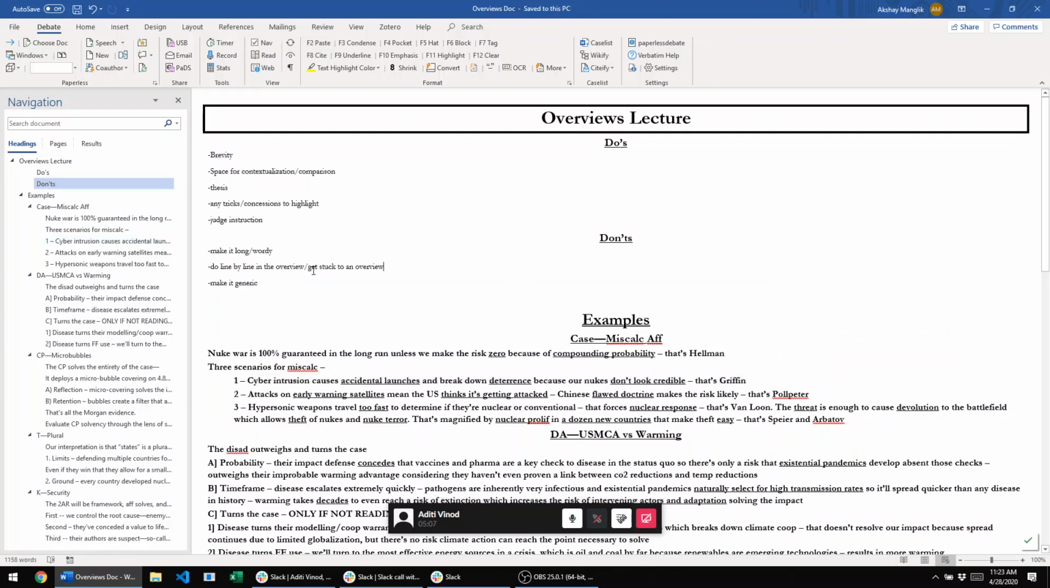Similarly, you don't want to get too stuck to an overview. If there are parts that you need to change or adapt to the debate, you should be willing to do that. And that's also why it's important to write your own overviews so that you know what's there, what you can adapt in line by line, etc. And finally, you don't want to make it generic.